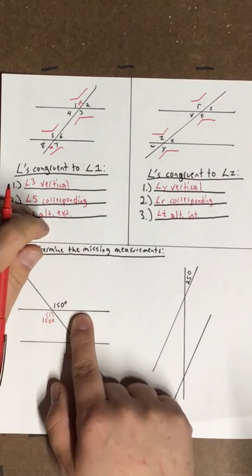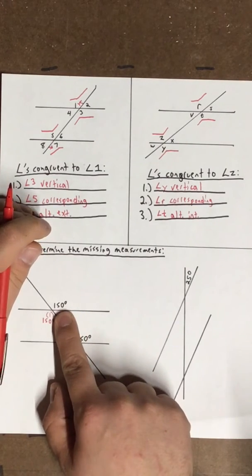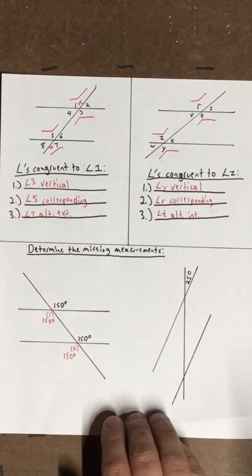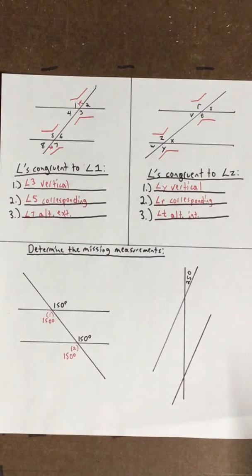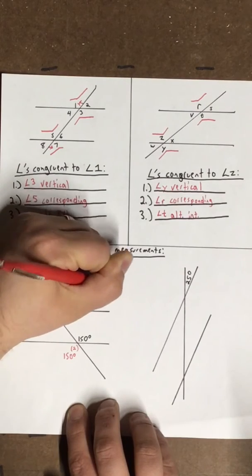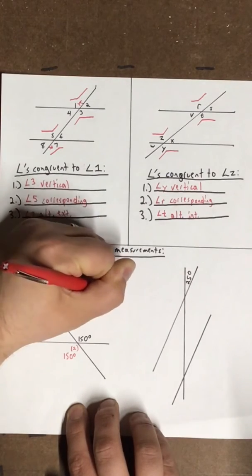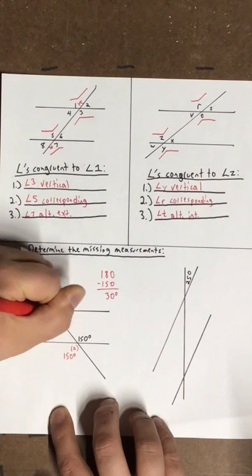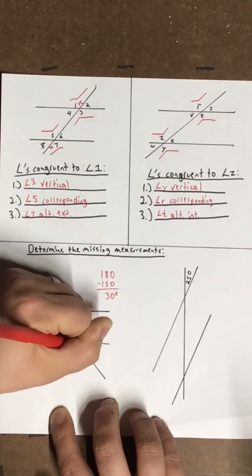If a straight line makes 180 and I have 150, I just need to figure out what number plugs into the rest of all of these angles. See if you can figure out which number by taking 180 and subtracting the 150 we already have. When you do that, 180 minus 150 is going to be 30 is what remains. So this would be 30, this would be 30, so would this, and so would this.